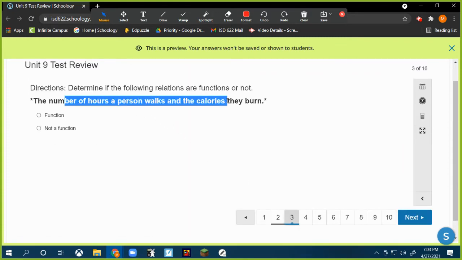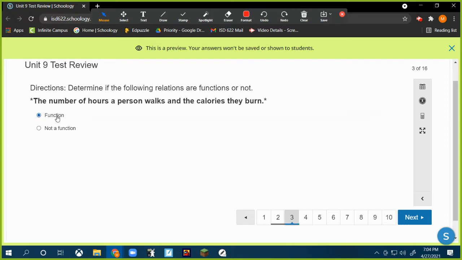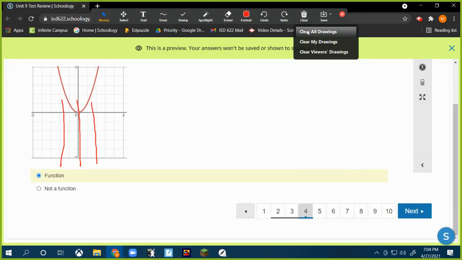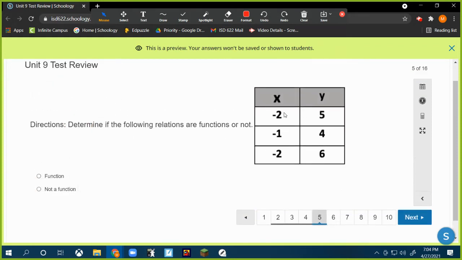Let's keep going. The number of hours a person walks and the calories they burn. That's a function. You can't burn two amounts of calories for the same amount of time. Is this a function? Again, vertical line test. If I draw some vertical lines, it's only ever going to touch one time. It is a function.